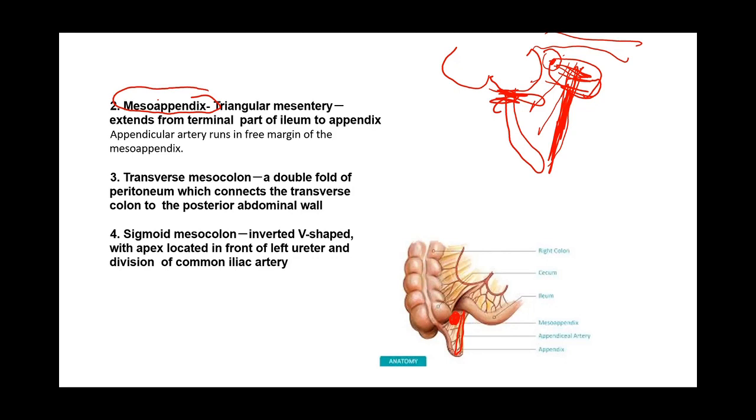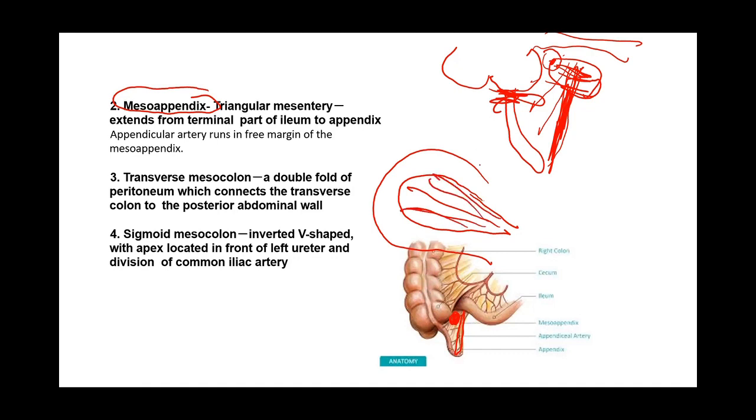The transverse mesocolon is a double fold of peritoneum which connects the transverse colon to the posterior abdominal wall. The sigmoid mesocolon: now, you know, the sigmoid colon is about 50 centimeters in length. It has a long mesentery, okay?